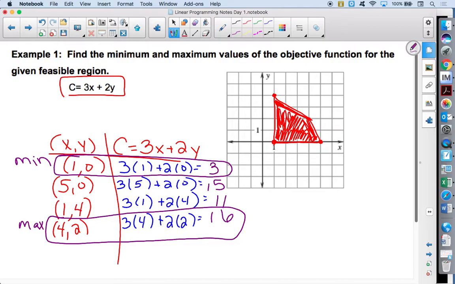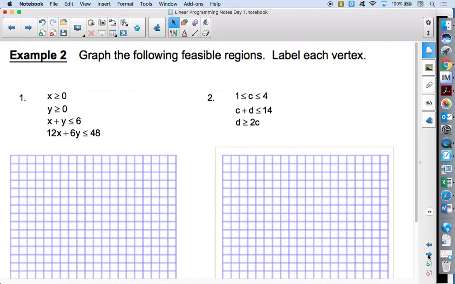Questions on that? So if you flip to the top of the page, we're going to skip number 1. We're going to go to number 2. I love skipping number 1. Yeah, skipping number 1.